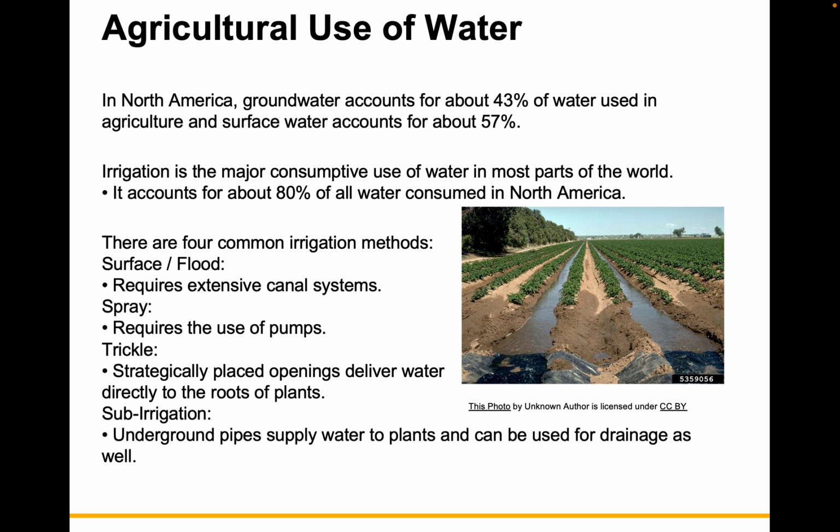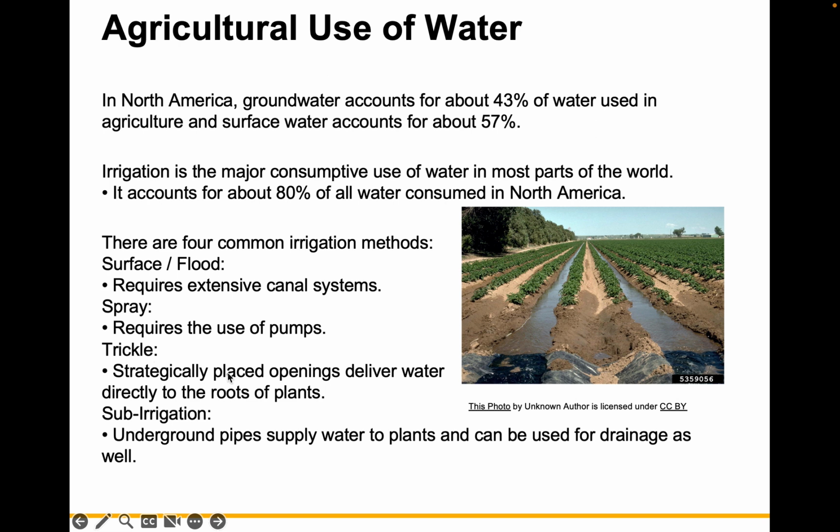There are 4 common irrigation methods. Surface or flood irrigation is popular in places where evaporation happens quickly. It requires extensive canal systems. And that's what's pictured here. Spraying requires the use of pumps, and this is the kind of irrigation you'd see in Michigan, right? Those giant sprinklers that move around the field.